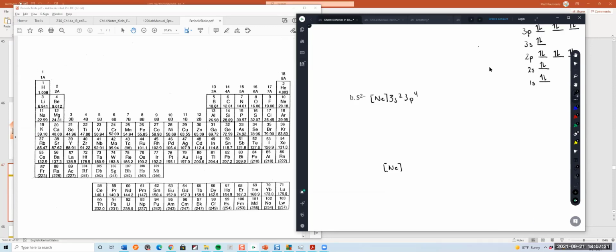But this is sulfide. It has 2 more electrons. So if I have to add 2 electrons, they're going to go where? 3p6. Yeah, it'll be 3p6. I can have 2 electrons there. So I'll just start from neon. So 3s. S's always have 1. 3p's 3 orbitals.